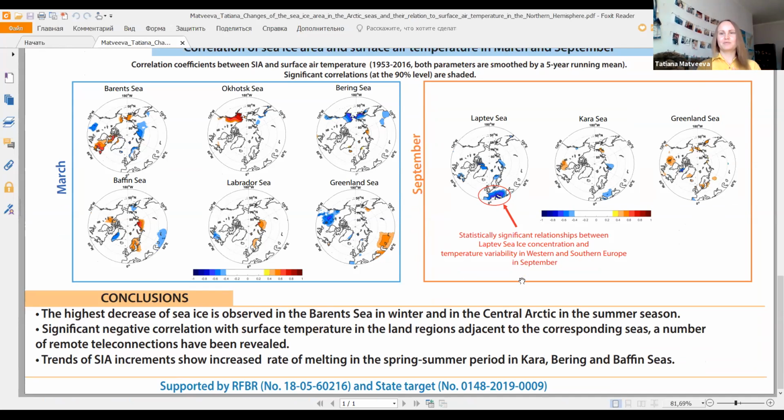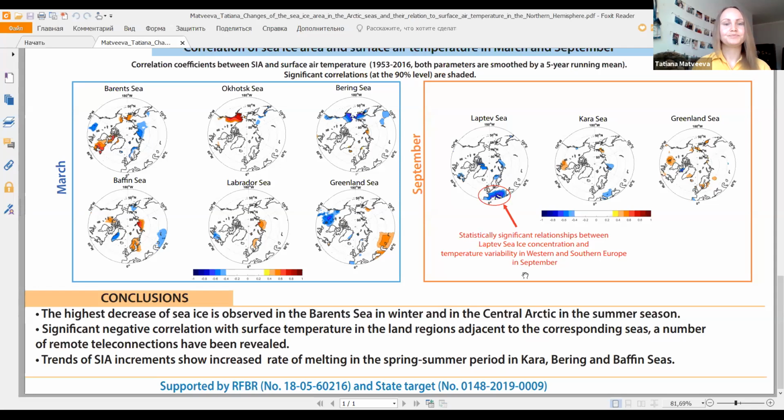To conclude this part of my studies, I want to present some short results. We revealed some significant negative correlation with surface temperature on land, and some remote connections. It's very interesting for me personally, because it may be correlated with some circulation mechanism, I mean the North Atlantic Oscillation or something like that.